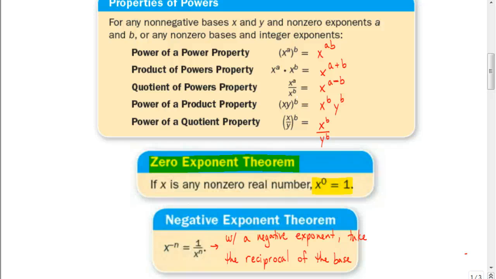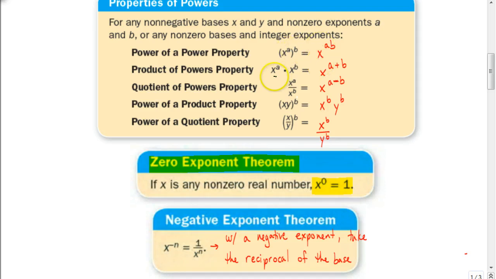Okay. So this first one, the power of a power property. That's saying that if you have something inside of parentheses, like x to the a power, and an exponent outside the parentheses, basically all you have to do is multiply those two exponents together. That's all that property is telling us.